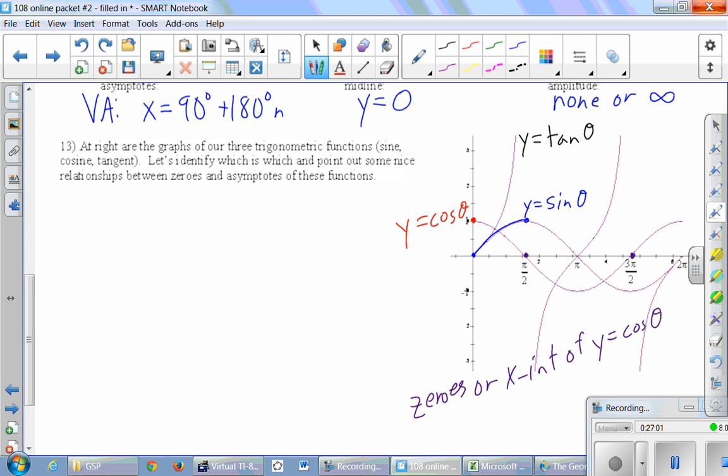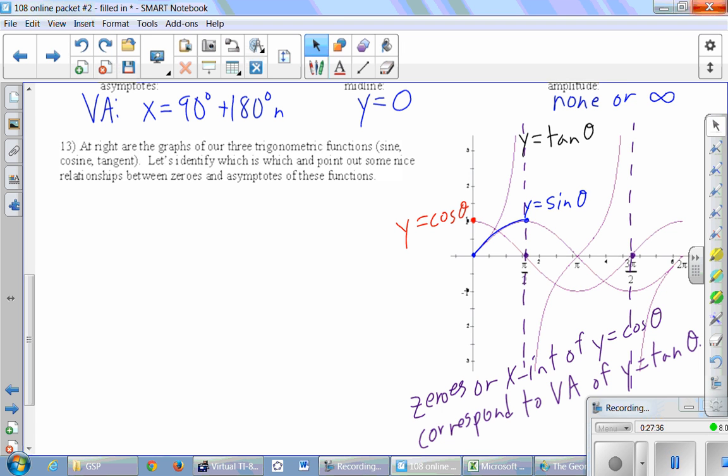Now what's going on with the tangent function at those 2 points? At pi over 2, what's happening with the tangent function? Well, the tangent function has an asymptote there. It's not defined there. So I'm going to draw a vertical asymptote right through pi over 2. And look over here at 3 pi over 2, there's another vertical asymptote. And so the zeros or x-intercepts of cosine happen to correspond to the vertical asymptotes of y equals tangent.